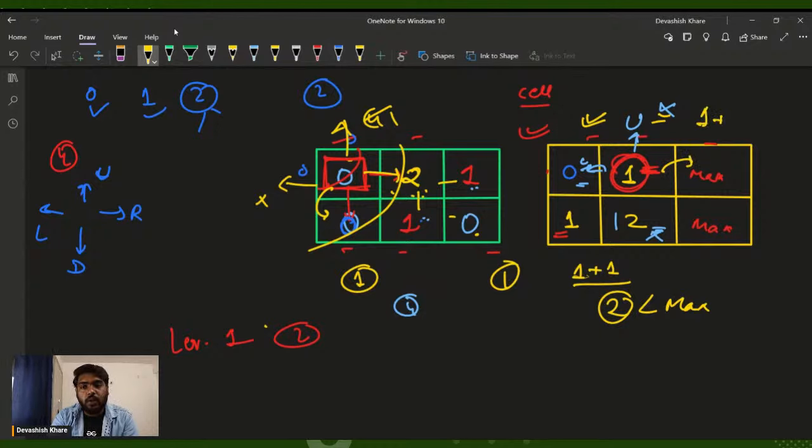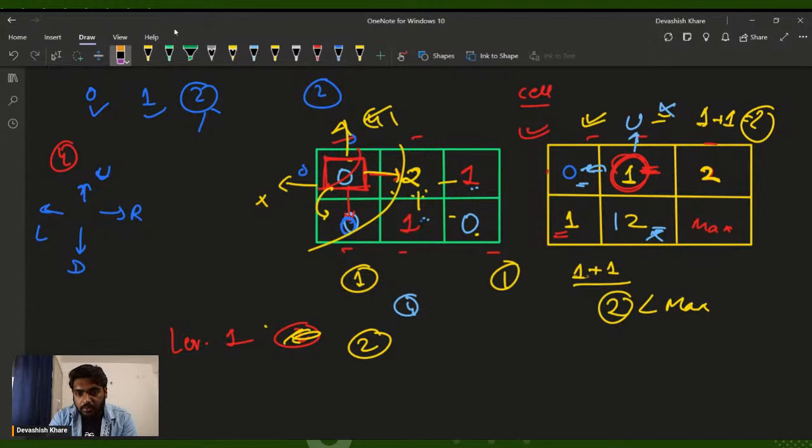Correct? Again, 1 plus 1, it is 2. 2 is less than the maximum value. We will write 2 here. Let me do it with yellow. Let me write 2 here. So now, level 2 of our traversal is done.